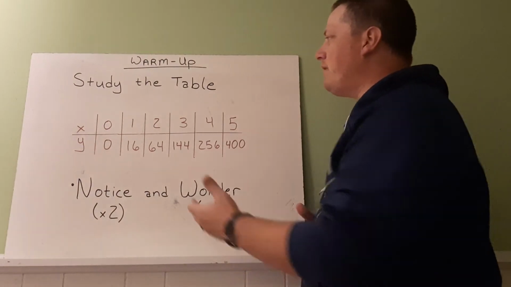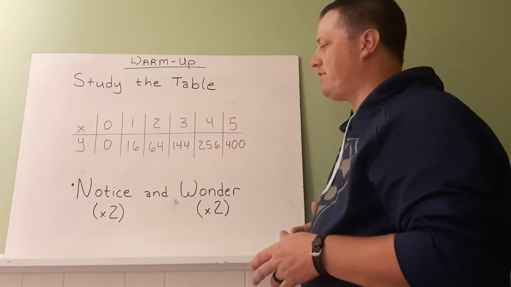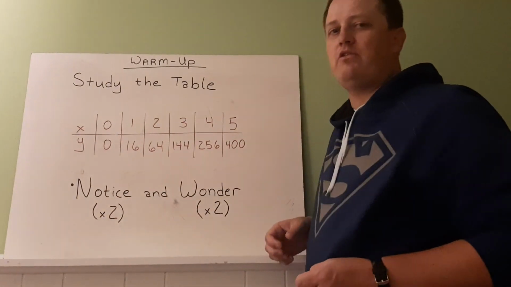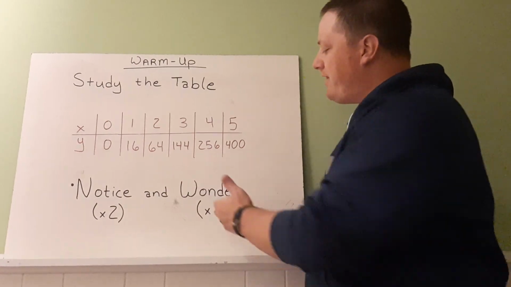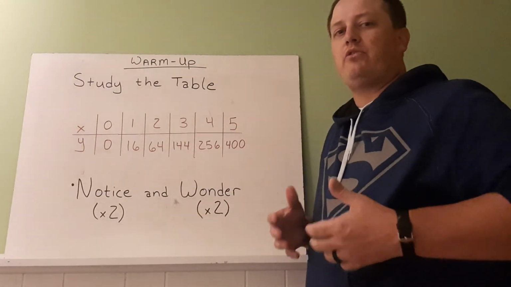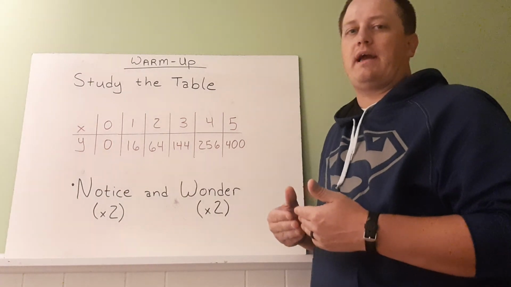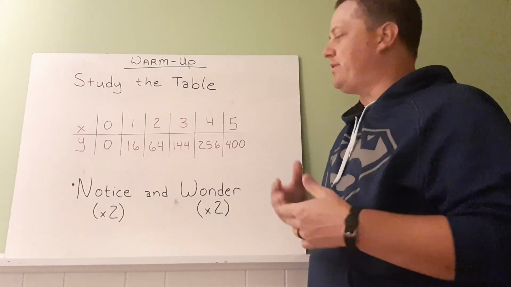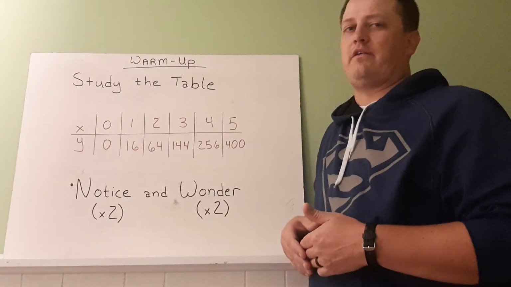What I'd like you to do is, after looking at it and trying to think about it for a little bit, write down 2 things that you notice, 2 things that pop out at you about the table, and then 2 things that you wonder about, 2 things that you need more information to help you kind of decide what's going on. Please bring that to class tomorrow, and that will start our discussion.